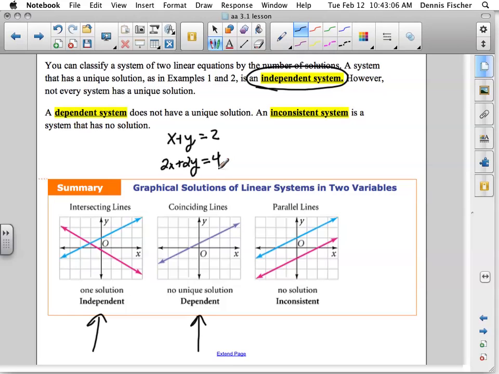Because 1 plus 1 is 2, right? If I put 1 and 1 in here, I'm going to get 4. It works. If I put 2 and 0 in here, it works, right? There's many solutions.